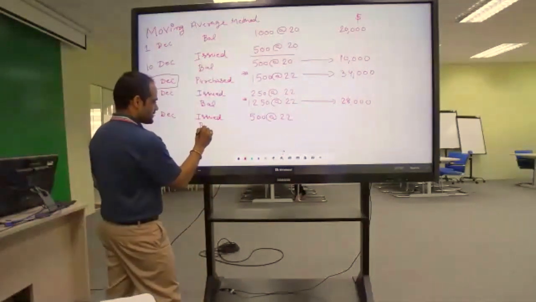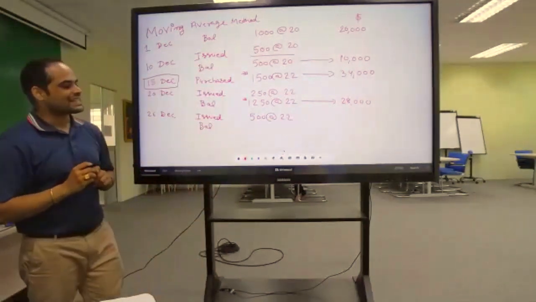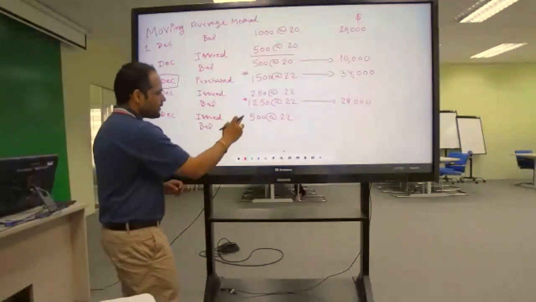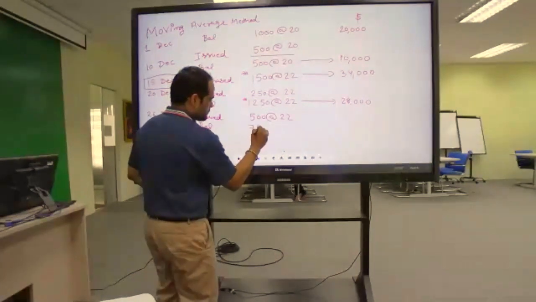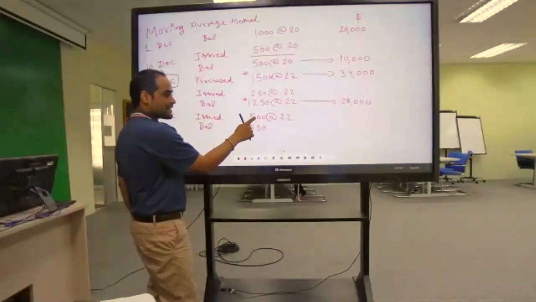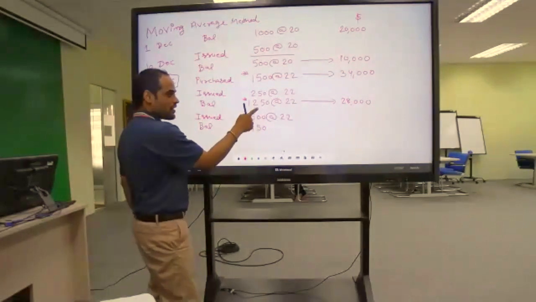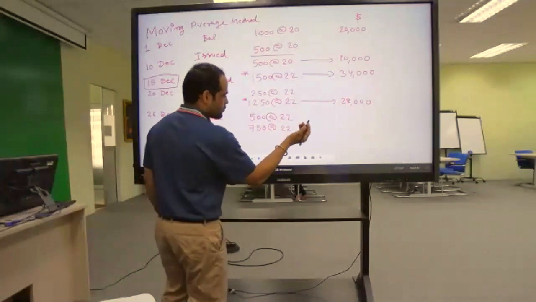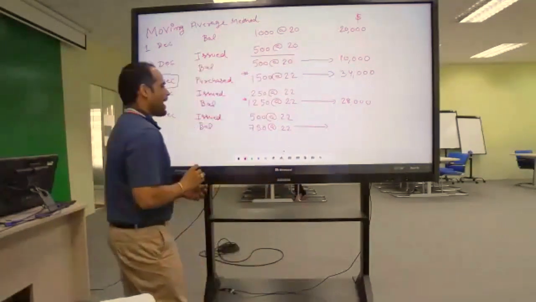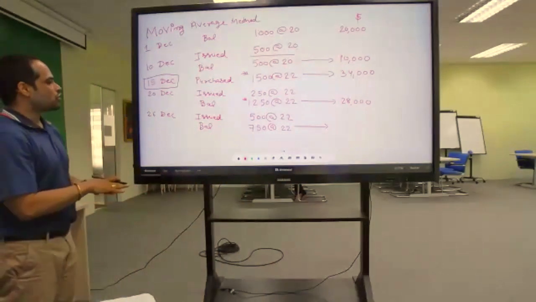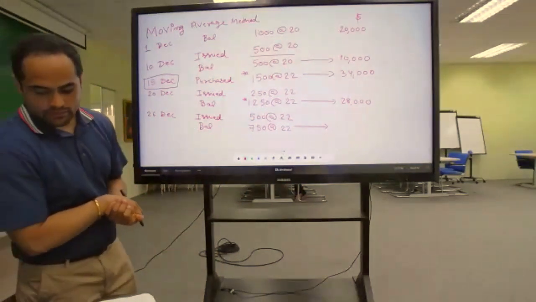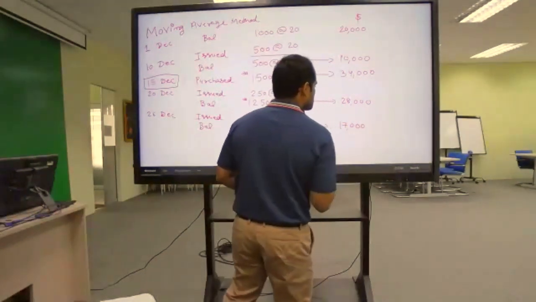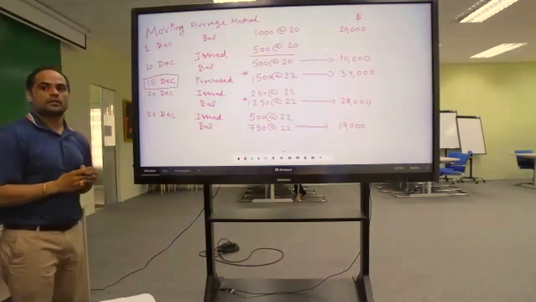So the balance on 26th December. This minus this, which is 750. We had this balance, material out 500, how much left? 750. At the price of 22, the balance of material on 26th was 17,000. Right?